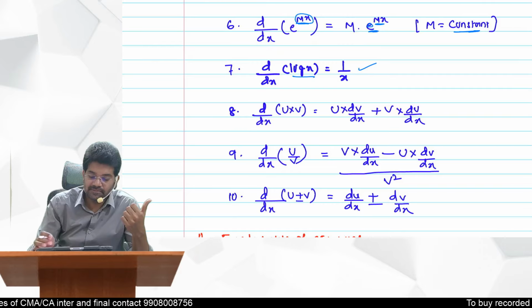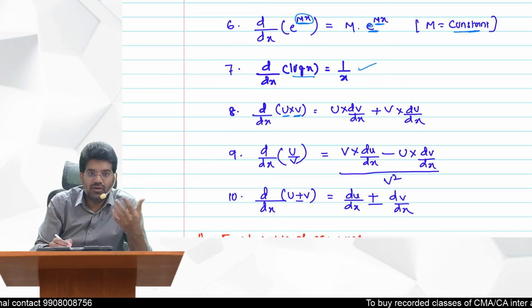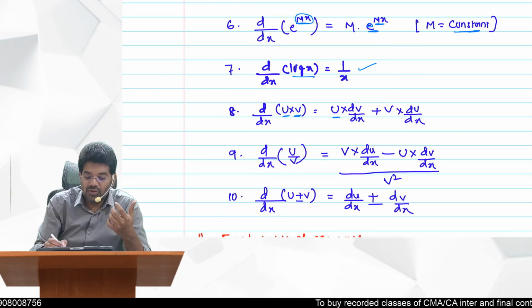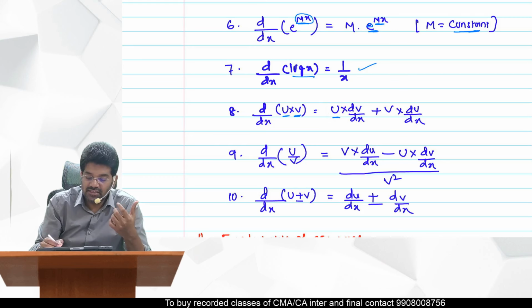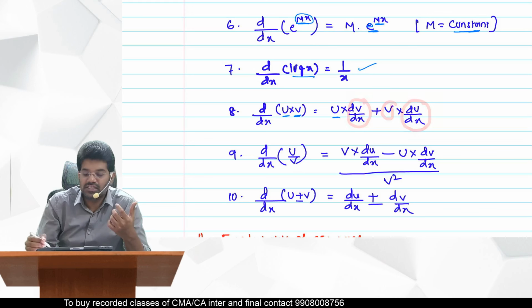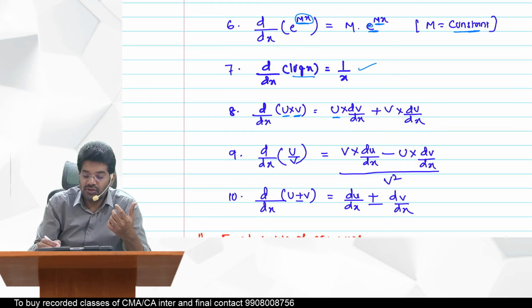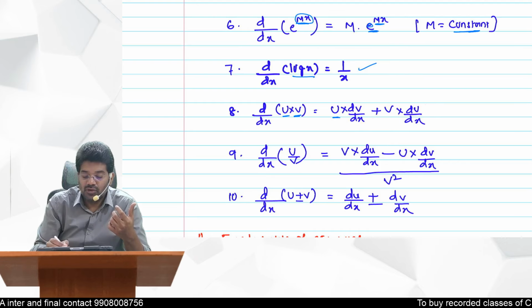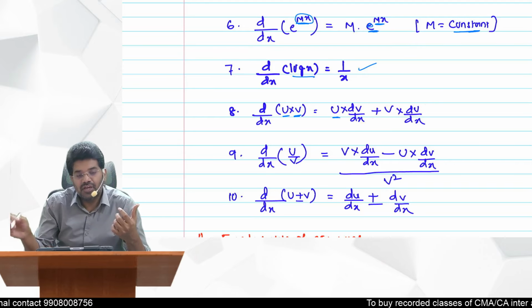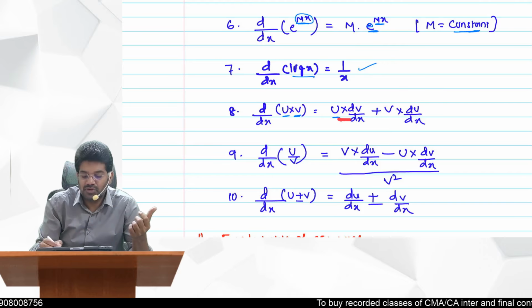Next one is d by dx of u into v. It is u into d by dx of v, that is u into the differentiation of v with respect to x, plus v into the differentiation of u with respect to x. So u into the differentiation of the other one, then v into the differentiation of the first one. That is what you have to know.